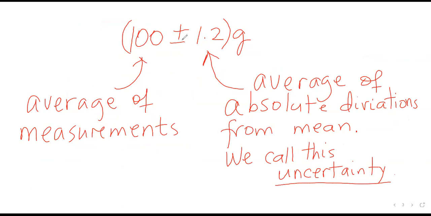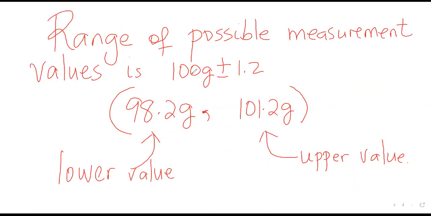The plus or minus tells us the lower end and the upper end of our range. So for example, 100 grams minus 1.2 is 98.2 grams. On the upper end, I have 100 grams plus 1.2. I get 101.2 grams. That's the upper end. So the range of possible values is 98.2 grams to 101.2 grams. This is the concept of uncertainty.